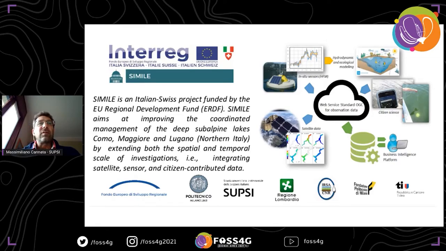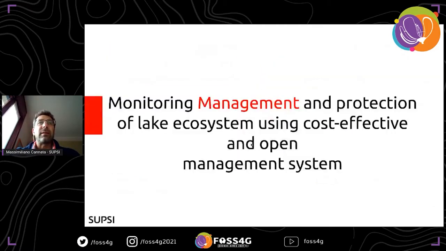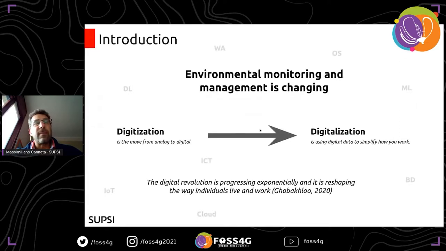And then the second thing was to try to make some sort of innovation and bring some changes in the management aspects of this water quality. This is the topic. So it's about the management and the monitoring of the lake ecosystem, so of water quality and also of the ecosystems.